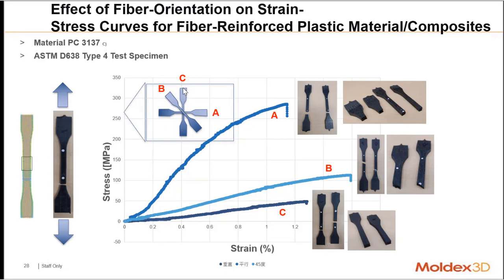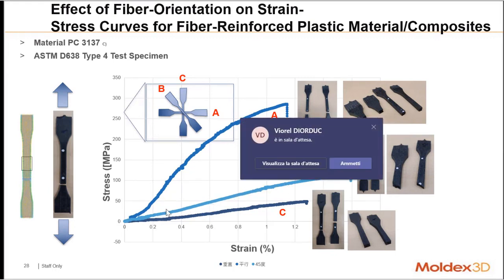And if we cut in the perpendicular direction here, C is perpendicular with the flow direction. So this direction is perpendicular to the flow. So you will get a very poor mechanical strength. We got the C curve here, and if we cut the specimen at 45 degrees and do the test, you will get a curve in this way.